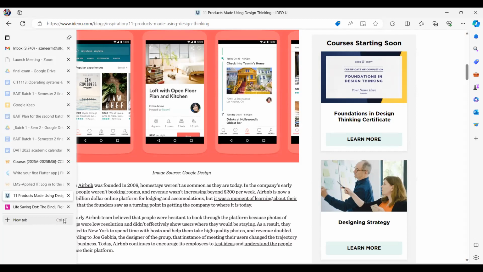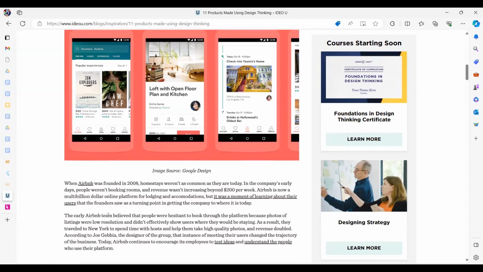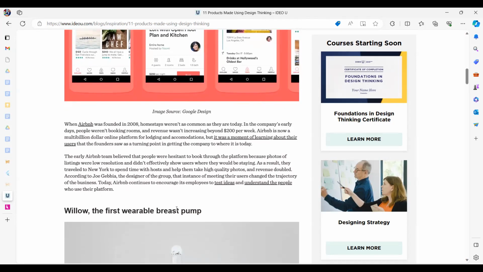So if you look at the second para, the early Airbnb team believed that people were hesitant to book through the platform because photos of the listing were low resolution and didn't effectively show users where they would be staying. As a result, they traveled to New York to spend time with hosts and help them take high quality photos, and revenue doubled. Their revenue doubled because of listening to people who are staying and also listening to people who have the rooms. Right? Another classic example of how design thinking helped an organization.